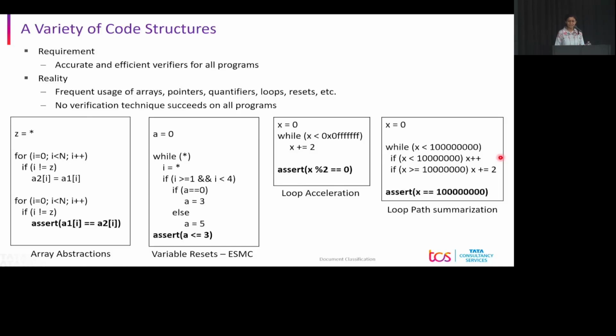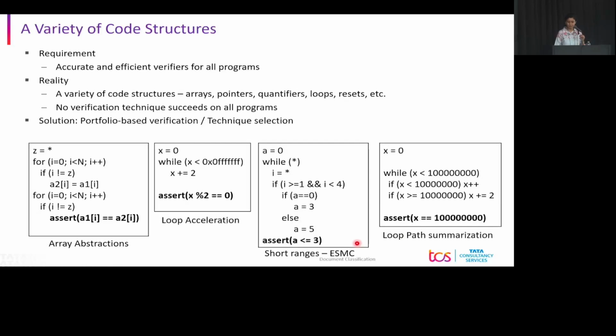So clearly we see that here a new technique is needed for every program. And these are simple programs. These could come very commonly. So what is the solution? You need a portfolio of techniques. So there could be arrays, pointers, quantifiers, loops, resets, whatever. You can have a portfolio of techniques, and you can decide which technique to select for a particular program. That's technique selection.